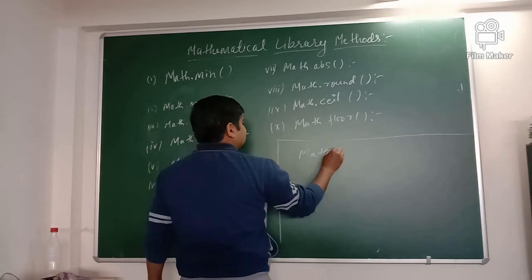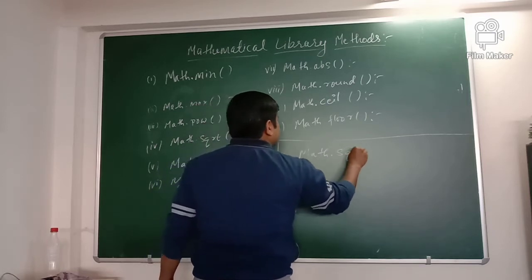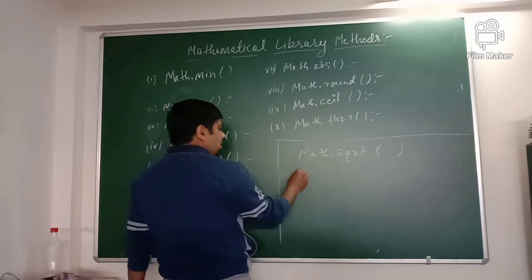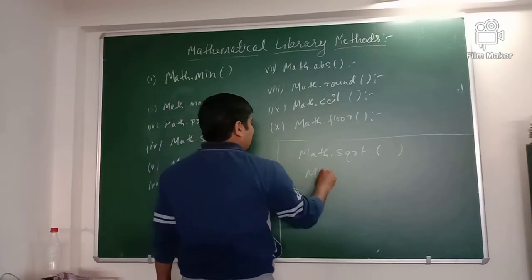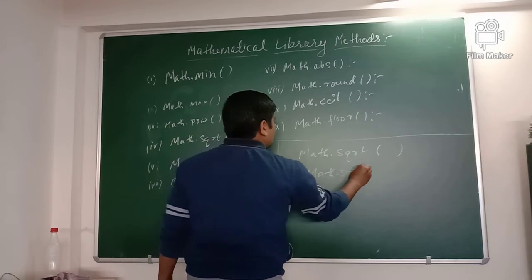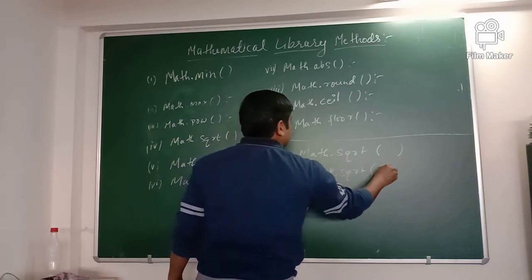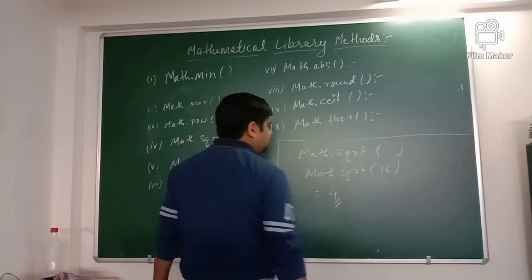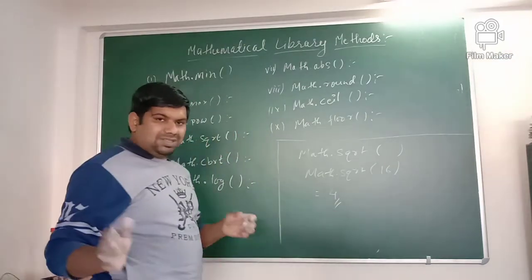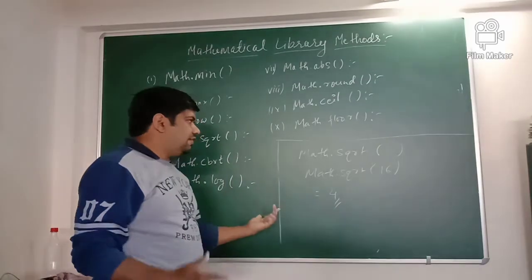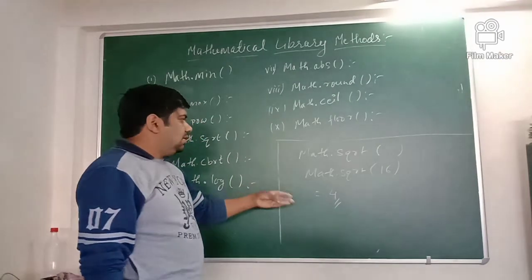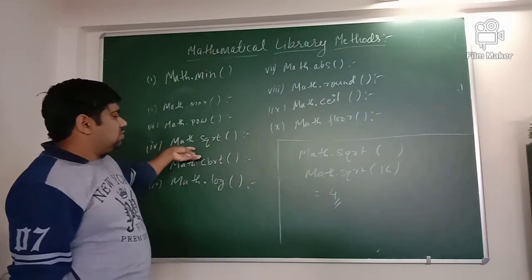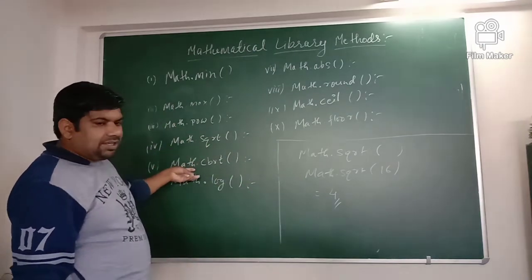The next function is maths.sqrt. So if you have to find a square root of any number, like for example maths.sqrt, and within the bracket if you write 16, the output will be 4. We know that the square root of 16 is 4. So this is the basic method which we are going to use to find the square root of a number. So next similar thing is the cube root.